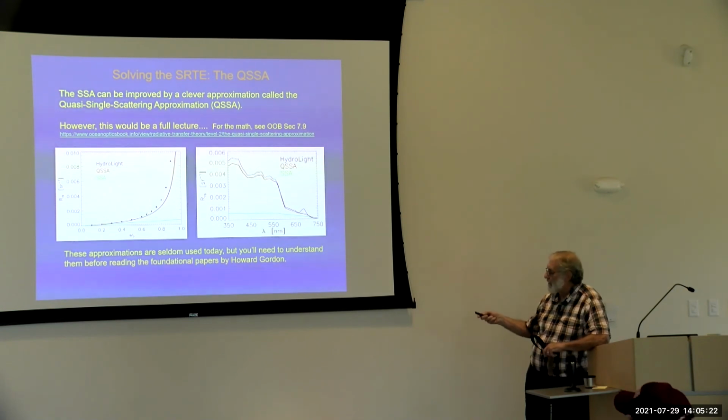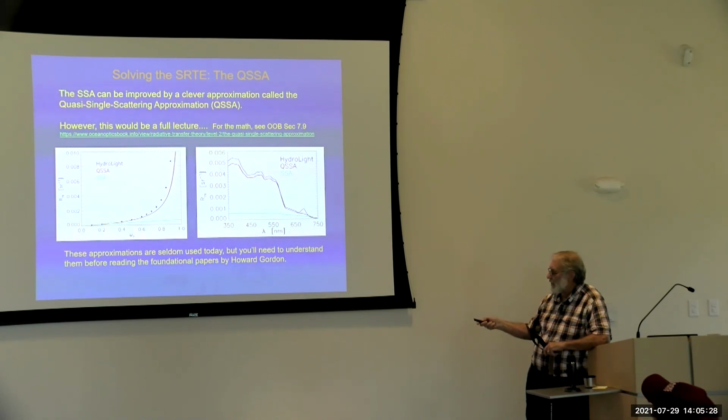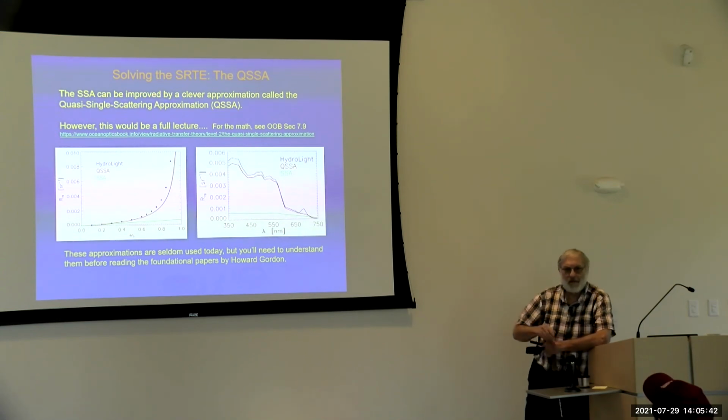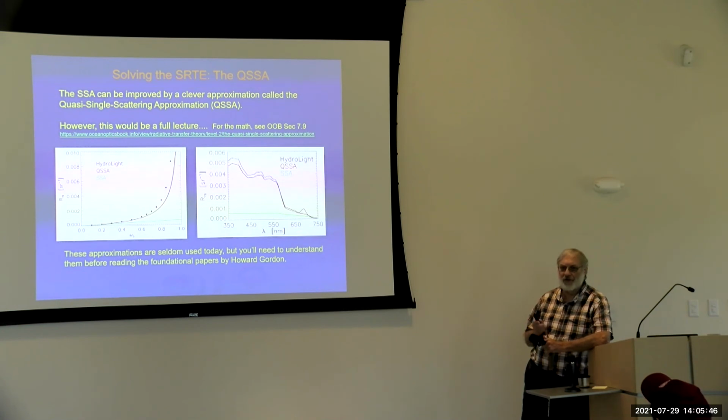And here's also a view of remote sensing reflectance versus omega naught. So at low omega naught, they're all about the same. And then for larger omega naughts, they go very bad. So I'll just let you know that that quasi-single scattering thing exists. And that's how the atmospheric correction for the Coastal Zone Color Scanner was done.